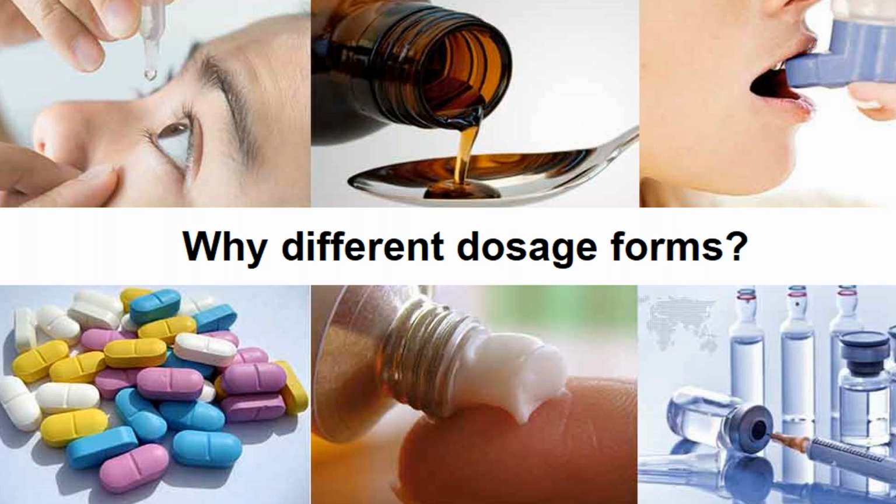Another example is benzyl penicillin. It cannot be administered orally because it is destroyed within the stomach by gastric juice, so it is always administered parenterally. This shows the importance of understanding why we need different dosage forms. And as we know, liquid dosage forms are more acceptable to children as well as elderly patients.